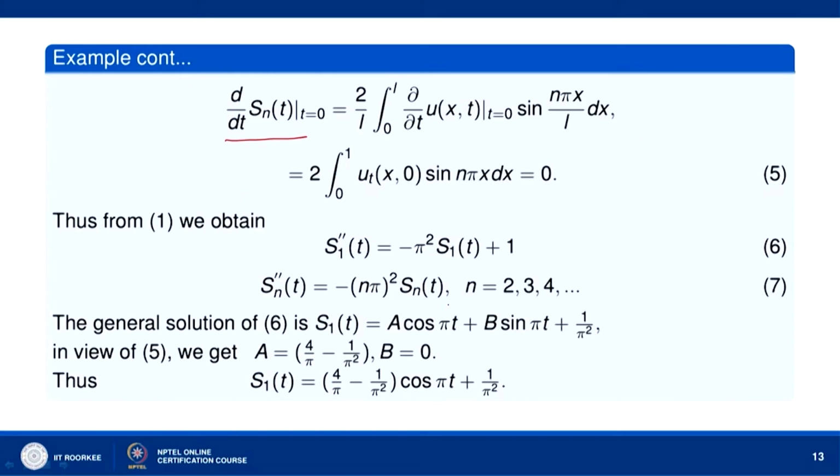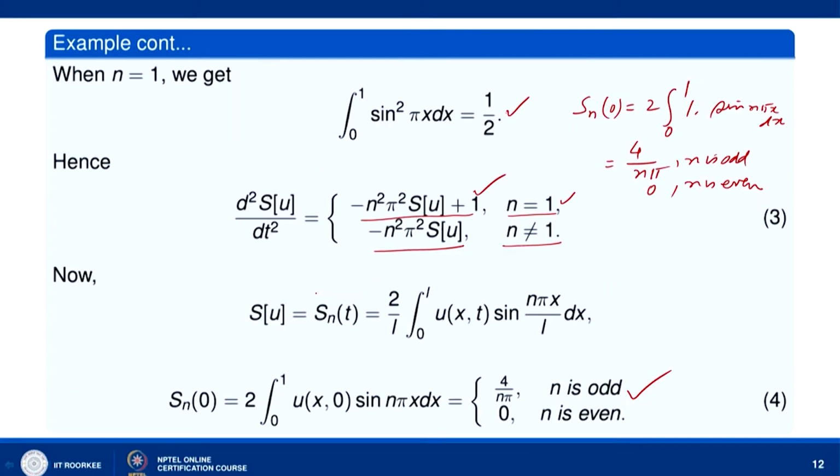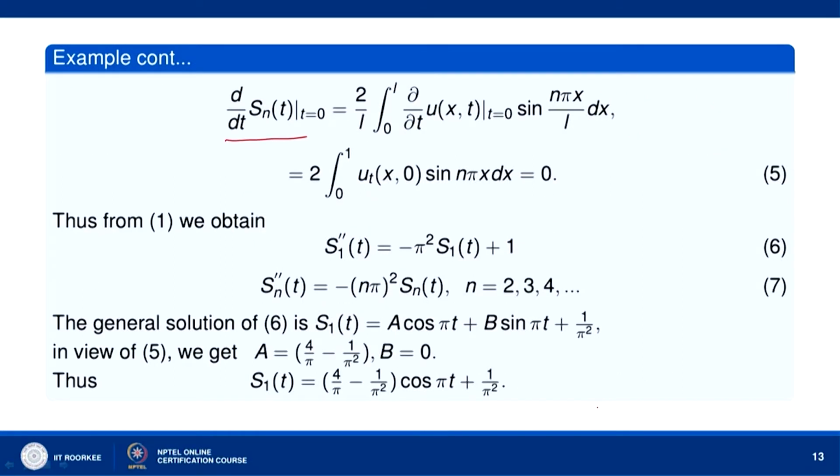For n equal to 2, 3, 4 and so on, when n is not equal to 1, we have S double dash equal to minus n square pi square S. So, Sn double dash equal to minus n square pi square Sn t. Now, let us find the general solution of this. We have S1 double dash t equal to minus pi square S1 t plus 1.